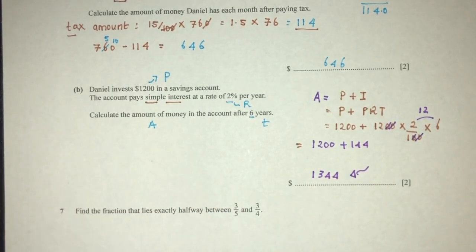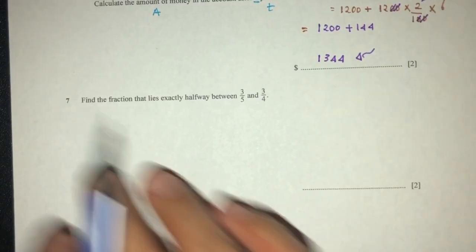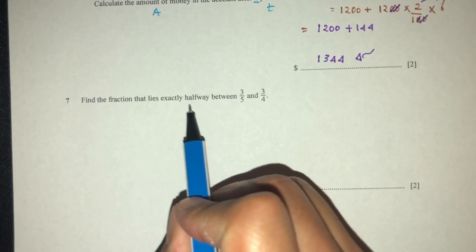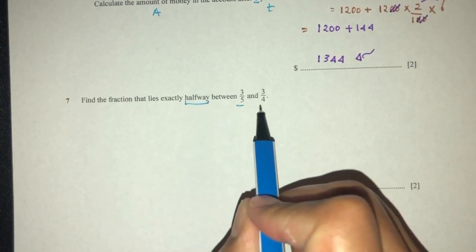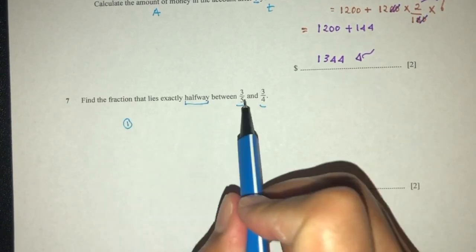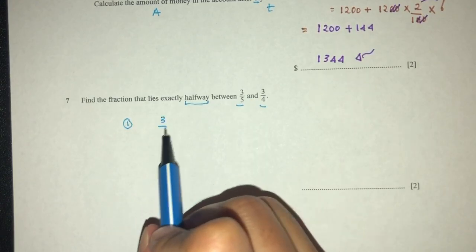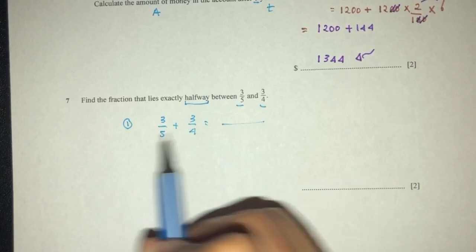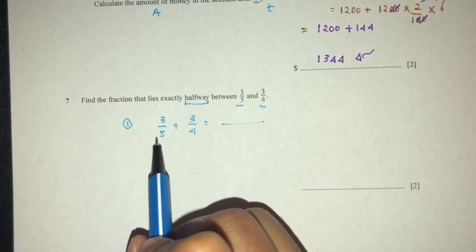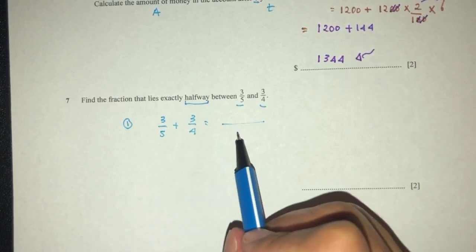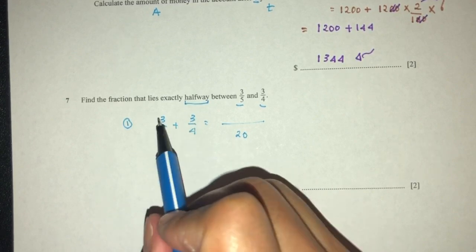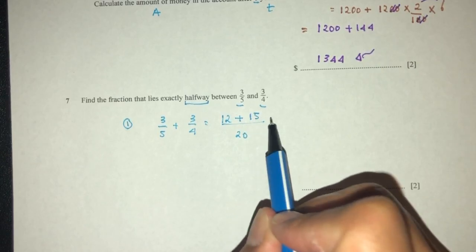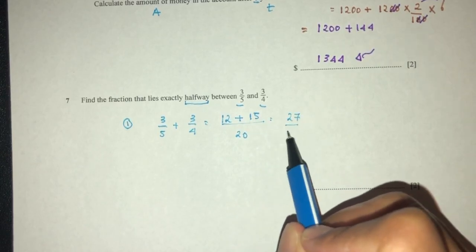Now let's move on to question number 7. Here we have to find the fraction that lies exactly halfway between those two. Pretty easy. We first have to add them. Step number 1, add those fractions. So how do you add fractions? Because we have different bases, we multiply them by each other. 5 times 4 is 20. Then we cross multiply, that will be 12. Here we have plus, that will be 15. That will be 27 divided by 20.